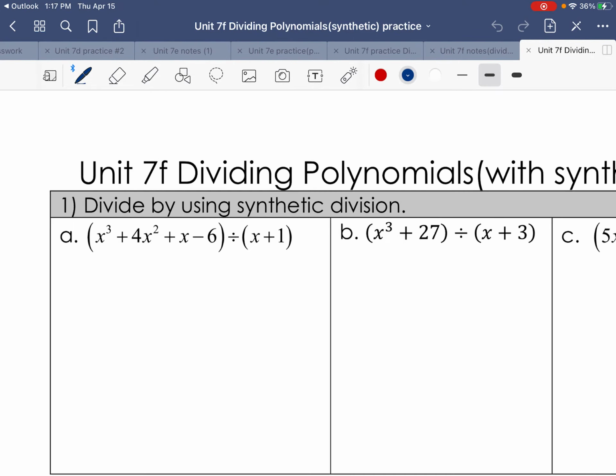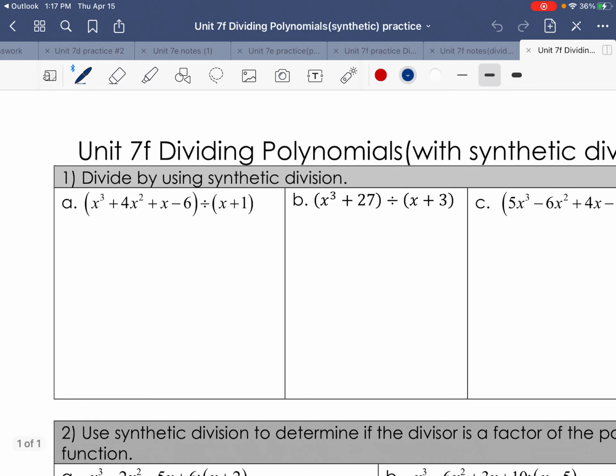All right, welcome to dividing polynomials with synthetic division.